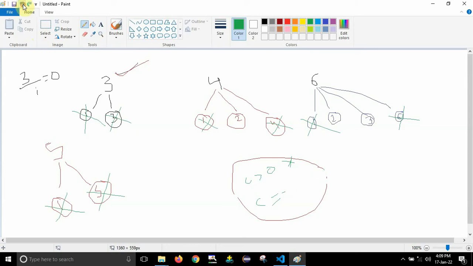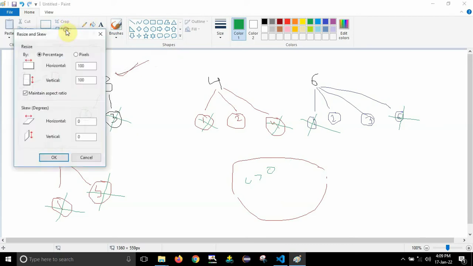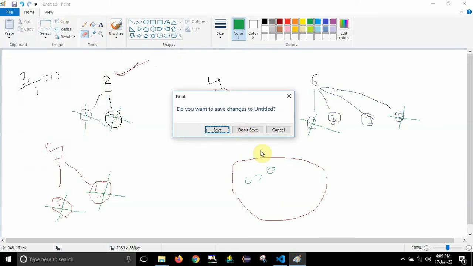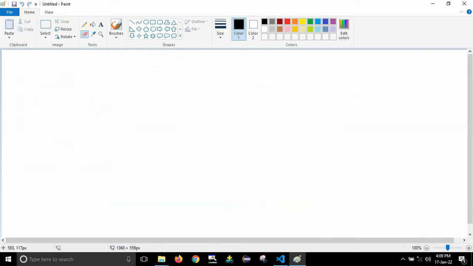Okay, so let me just erase these things. I'll take the eraser, and I don't know how to increase this size, guys. So resize, or else what I will do, I will press Ctrl N, and I will create a new file for you. Okay, so now let me just show you.